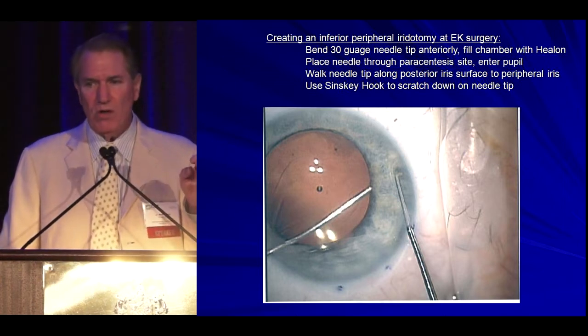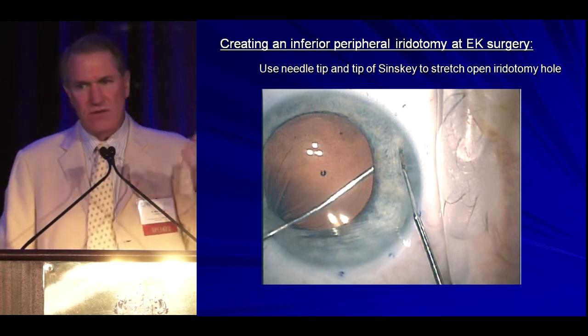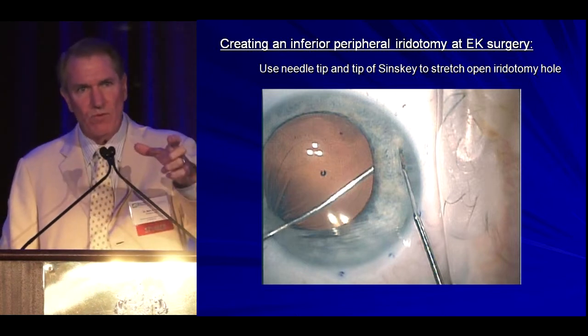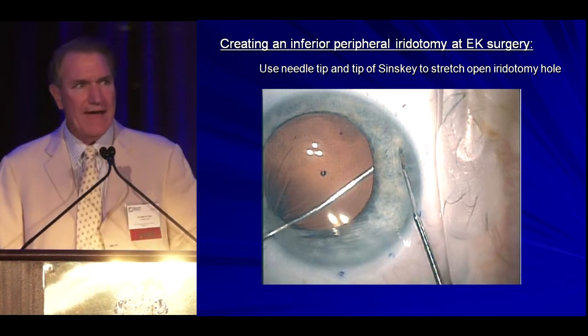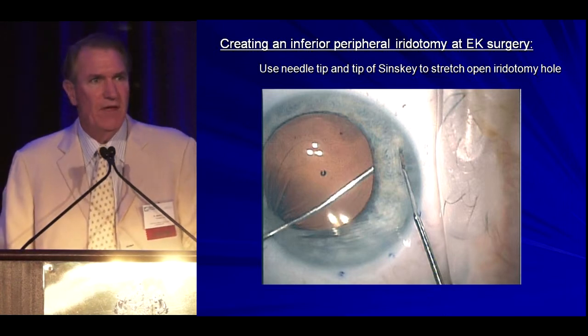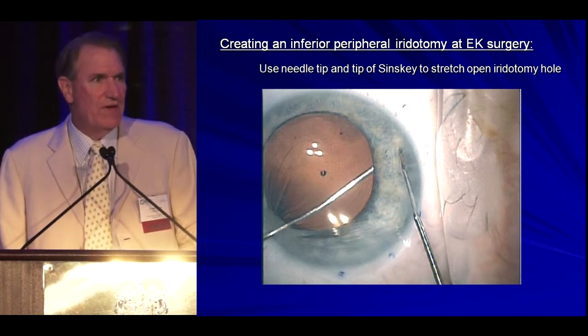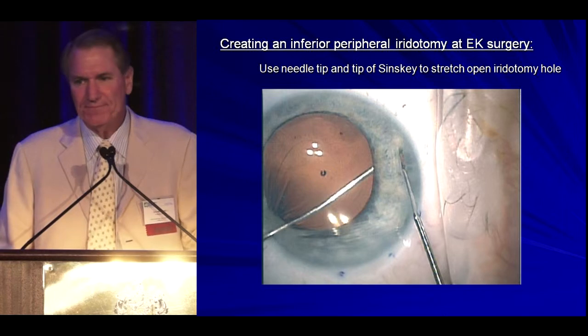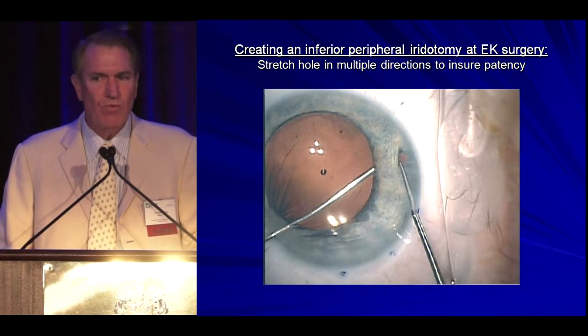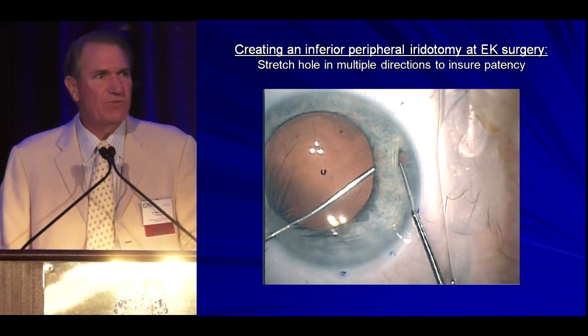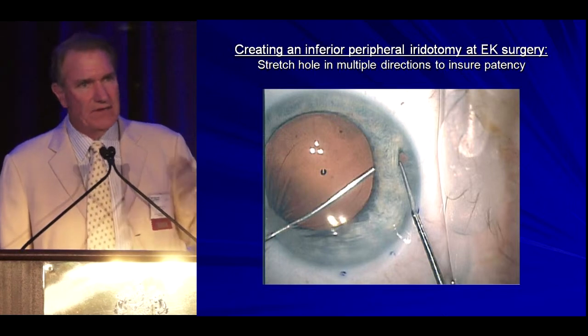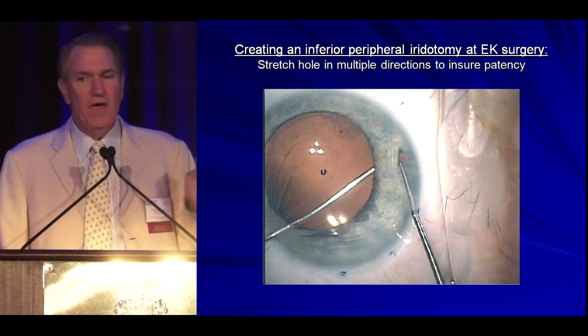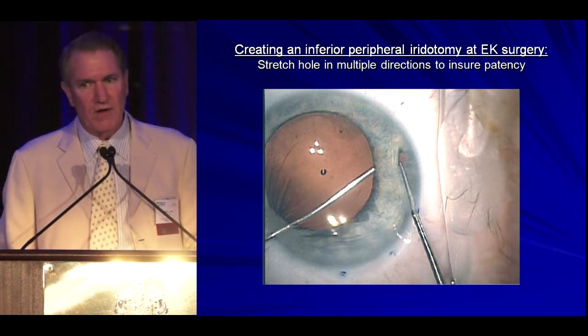Once you have that hole, you use the tip of the needle and use the Sinskey hook on the other side, and you stretch it one way, and then you stretch it the other way, and now you have a beautiful iridotomy that did not cost you more than 15 cents for the needle. Stretch it two ways, get a nice iridotomy. This will be as small as a YAG laser iridotomy the next day, but it's enough to prevent pupillary block for you.